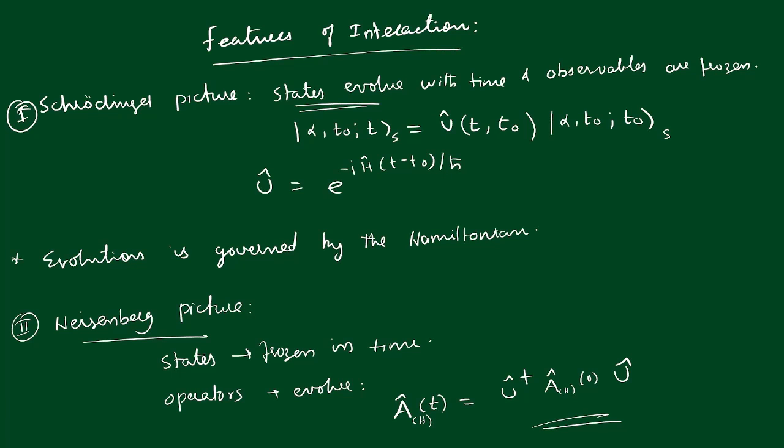In this case, we'll consider that the Hamiltonian has two parts, and both states and operators evolve. So in the interaction picture that we are going to see, both states and the operators evolve with time. We'll see that the Hamiltonian can be nicely written into two parts. One part of the Hamiltonian will govern the evolution of the states, and the other part will govern the evolution of operators. All right. I hope this is clear.